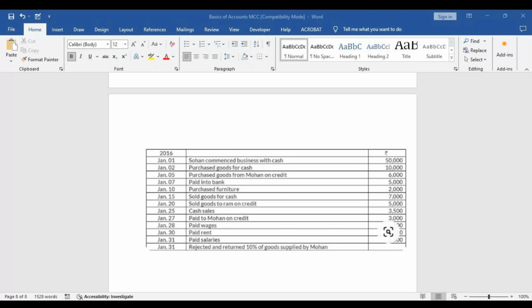Ma'am, could you please tell the amounts of the transactions of paid wages, rent, and salaries? It is not visible for me. It's 5,000, 5,000, and 10,000. Paid wages 5,000, paid rent 5,000, paid salaries 10,000. Thank you, ma'am.